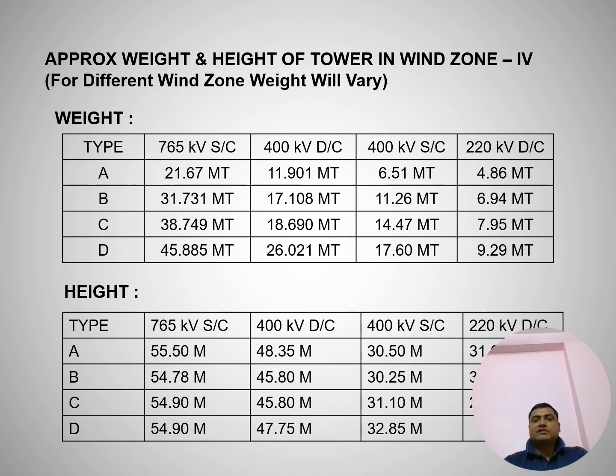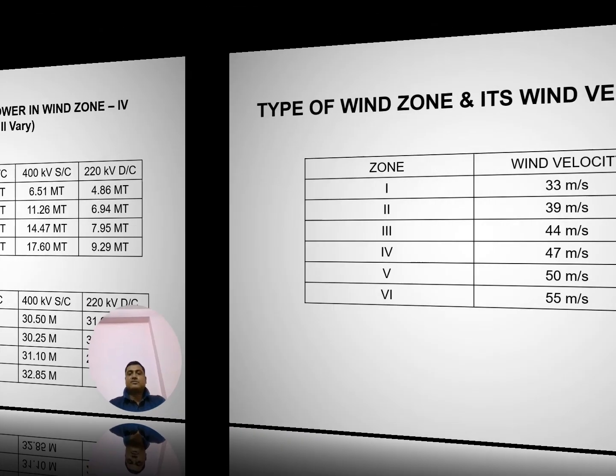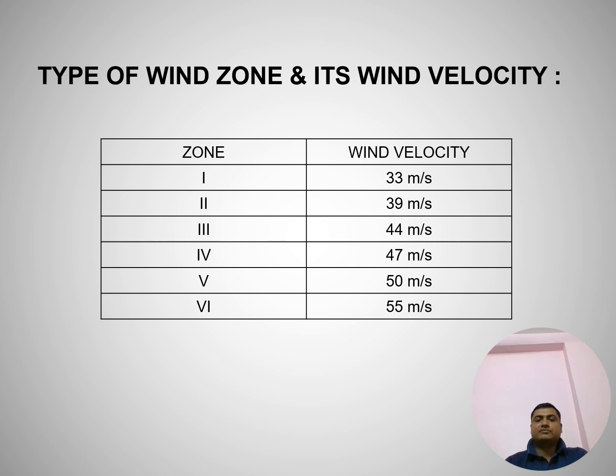And India has 6 wind zones. This is the 6th wind zone in India. The wind velocities of the 6 wind zones are 33 meters per second, 39 meters per second, 44 meters per second, 47 meters per second, 50 meters per second, and 55 meters per second.